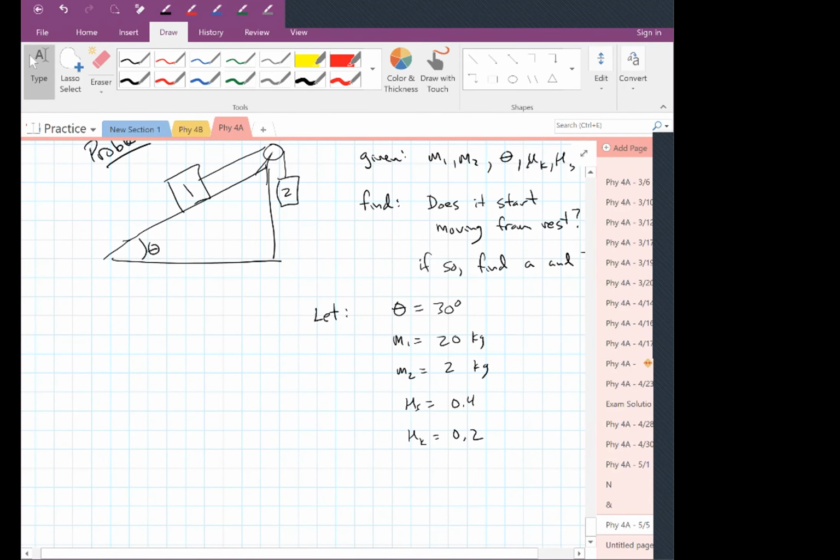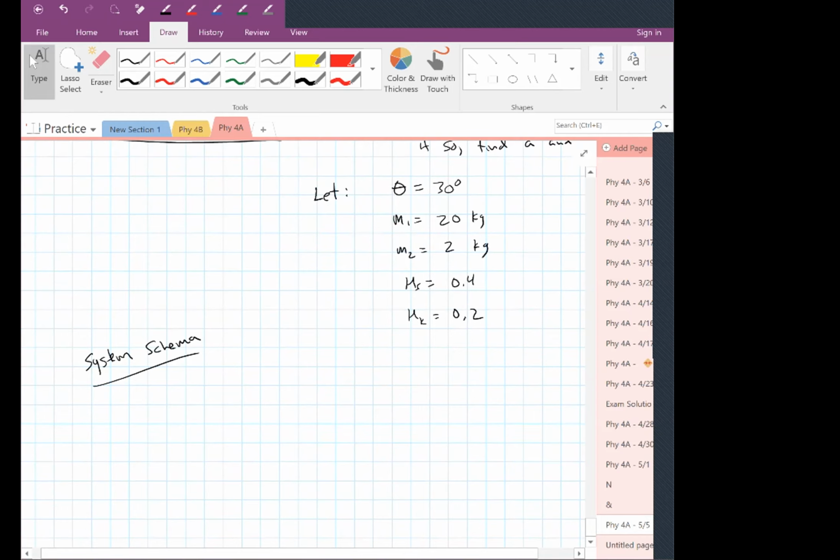I'm going to start out with my system schema. I just want to show you that in this case, everything is going to be in our system. If we were using energy to solve this, we could use the entire system as a conserved energy problem, because nothing is reaching in. What we have is two masses, the Earth and a rope. So we have M1, we have M2, we have a rope, we have an Earth.